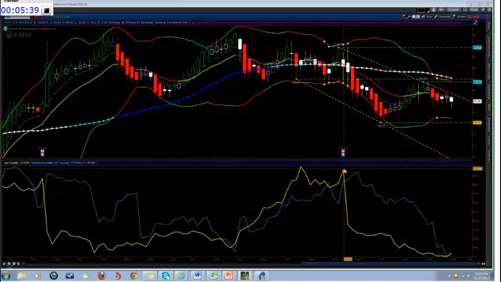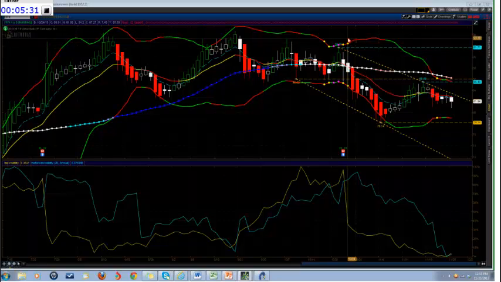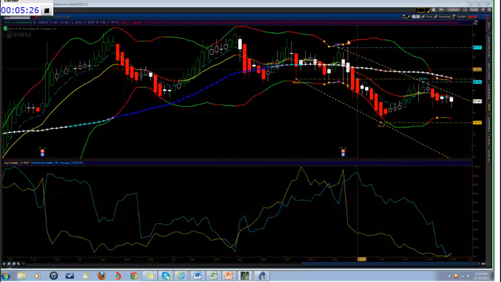So right here, for example, this was a trigger squeeze and it triggered to the downside, but if you'd sold options here, this was a great area. Look, you had your high implied volatility. You could have gotten a big, nice, juicy premium.